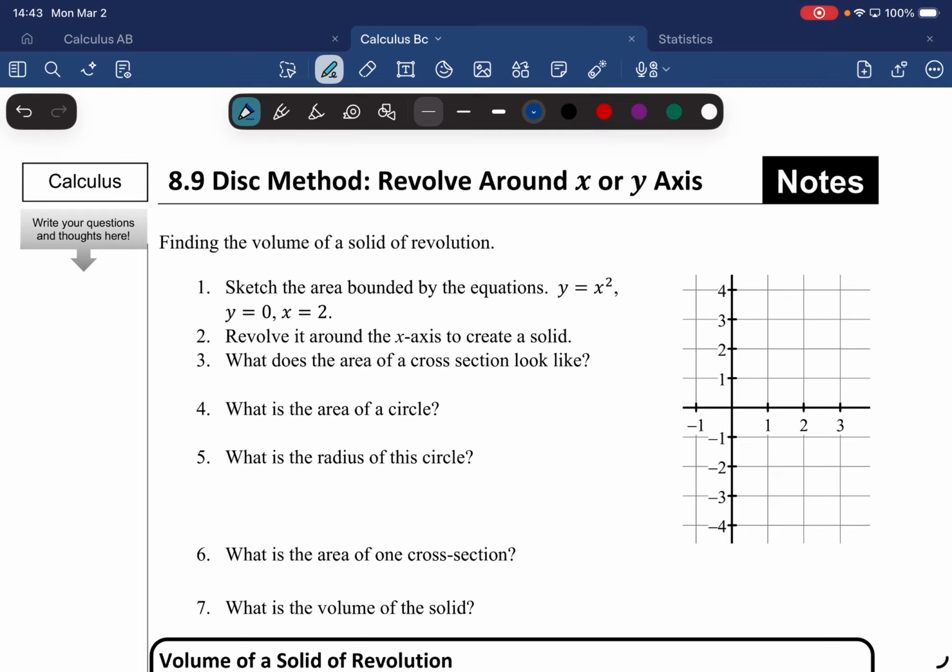Okay, so we're first going to sketch y is equal to x squared. So we know it's going to go through here and here. And notice I'm only doing the right side of the quadratic because my next condition is y equals 0, which means I'm going to be bounded by the y-axis. I don't need to go on the negative side. Then I have x equals 2.